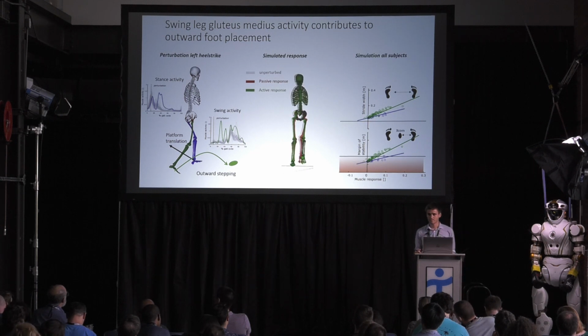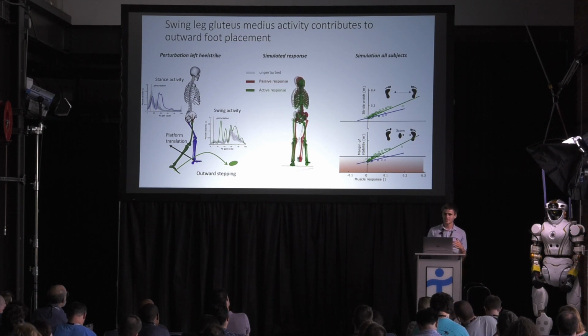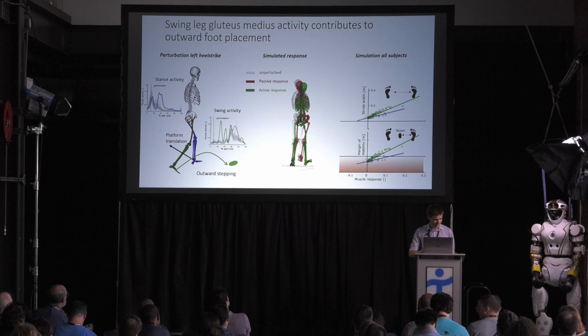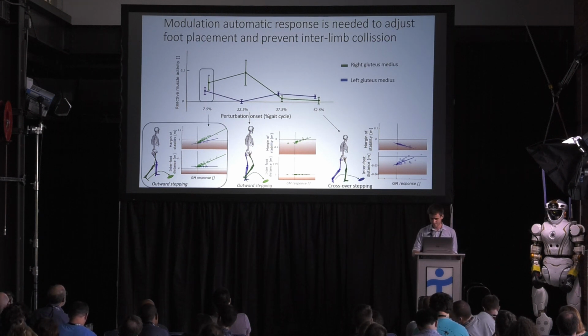And this probably explains, so they have a similar action in the control of balance, which probably explains why we see this huge variability between either using stance or swing leg hip abductor muscle activity between our subjects. So if I come back to this modulation of reactive muscle activity, I already discussed the first one, so that both muscles contribute to this outward foot placement.